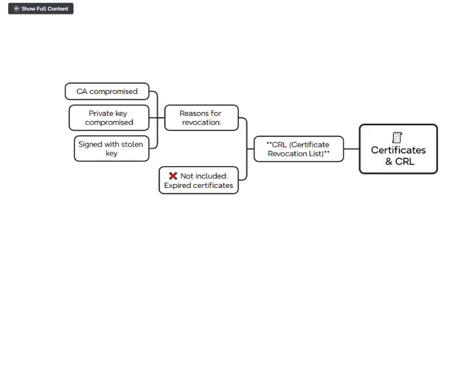Certificates and CRL. Digital certificates are like ID cards for websites and software, proving they're legit. Sometimes, though, these certificates get revoked and land on something called a CRL, or a certificate revocation list. This list tells browsers and systems which certificates are no longer trustworthy. Common reasons for revocation include things like a compromised certificate authority, a stolen private key, or a certificate being signed with a stolen key. Interestingly, expired certificates aren't put on the CRL.